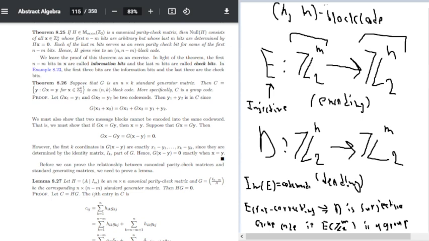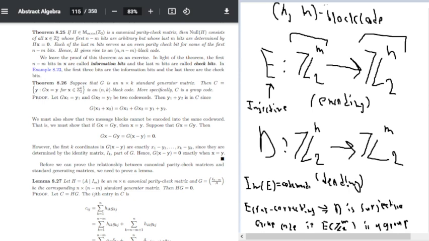Proof. Let g(x1) = y1 and g(x2) = y2 be two code words. Then y1 + y2 is in C, since g(x1 + x2) = g(x1) + g(x2) = y1 + y2. We must also show that two message blocks cannot be encoded into the same code word. That is, we must show that if g(x) = g(y), then x = y.